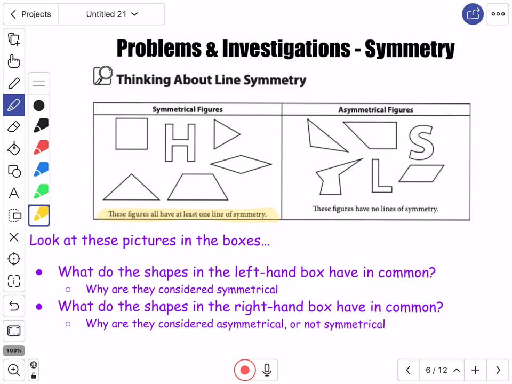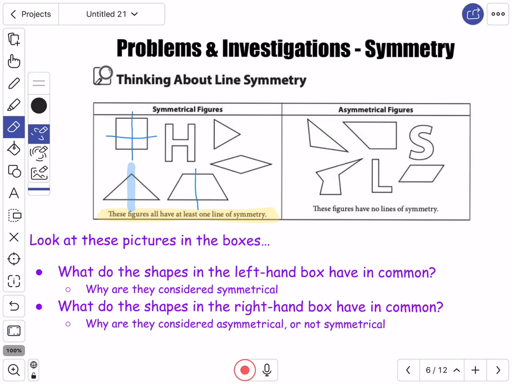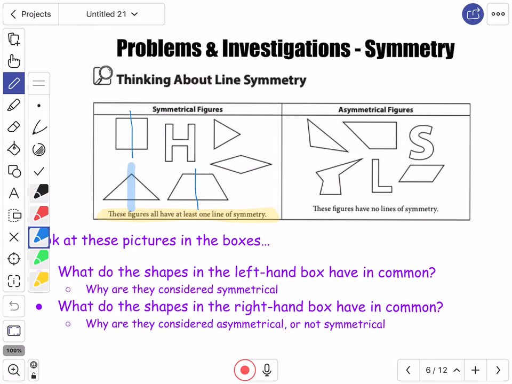All right, so now thinking about line symmetry, look at the pictures in the boxes. What do the shapes in the left-hand box have in common? These figures all have at least 1 line of symmetry, okay? So I could take this triangle and I can cut it in half right there. I can take the trapezoid and I can cut it in half right there. I already showed you the square, but I can go like this.